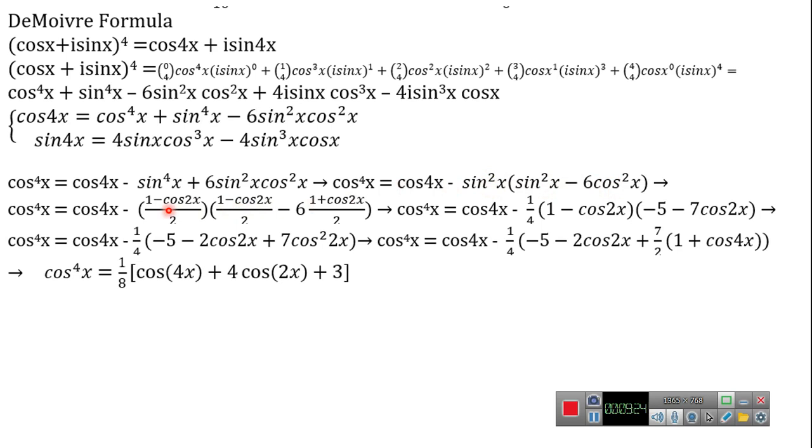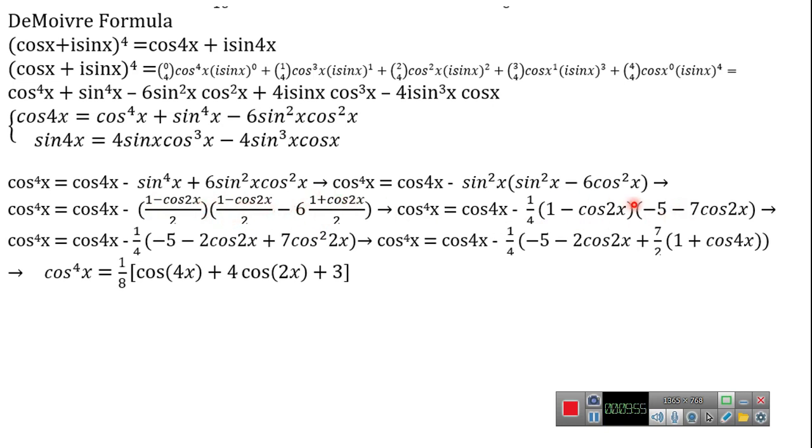And now what concerns me in the first part of the problem is to find cosine power 4x. So I take the other terms, sine 4x and this one, to the other side. So here you're going to get cosine power 4x. Here I can put sine square in factor. You're going to get sine square x minus 6 cosine square. My aim is to linearize it, so I need to get rid of the power. So we know that sine square x is 1 minus cosine 2x over 2. Relation of half angle with its double.